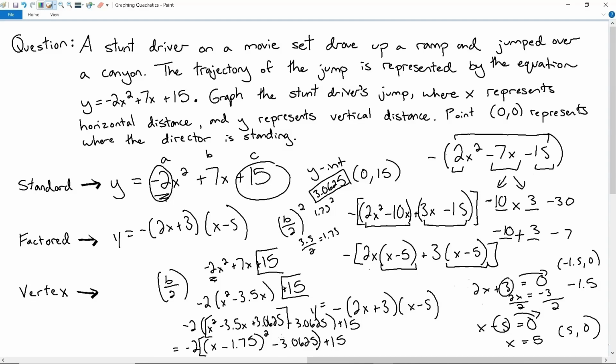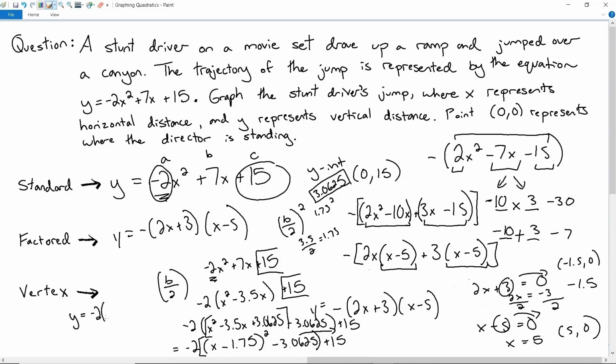Last step is to collect our constants here. If I want to add this negative 3.06 to the 15, I actually need to pull it out of the brackets. And to do that, I'm going to have to multiply it by negative 2. And that will give me my final vertex form. And sorry about the mess on this page, but I'll write the vertex form down here.